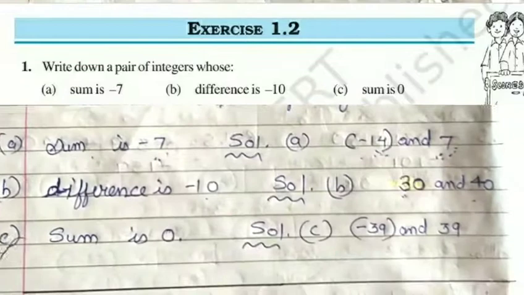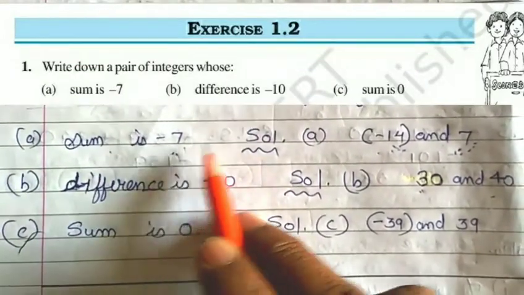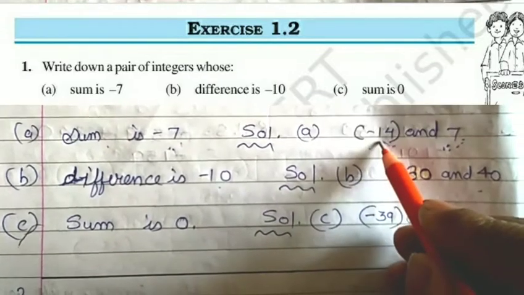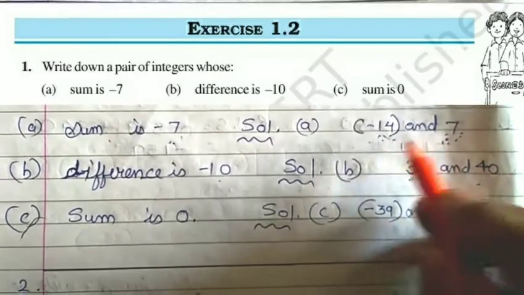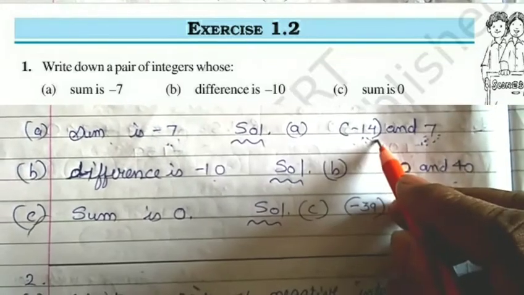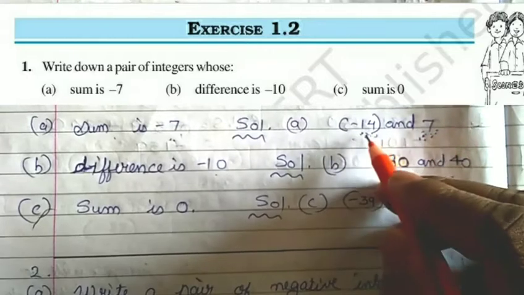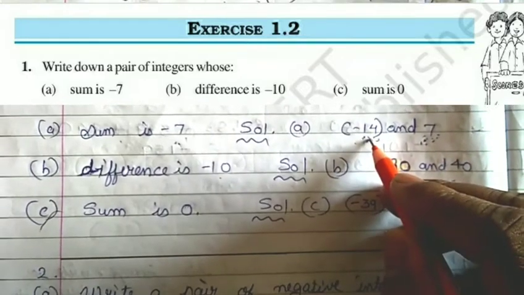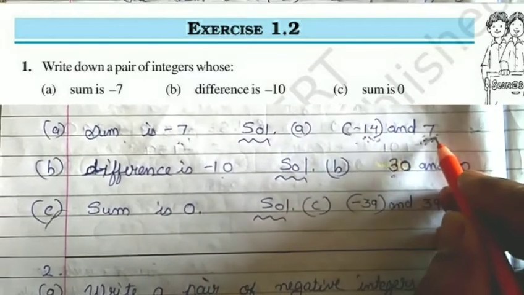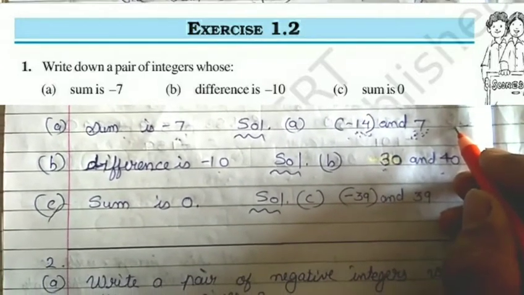See dear student, the first question is sum is negative 7. I had taken negative 14 and positive 7. Sum of these two will give negative 7. Why? Negative 14 and positive 7: 14 minus 7 is 7. Here 14 is negative, and 14 is greater than 7. That means you will get your solution in negative, that is negative 7.